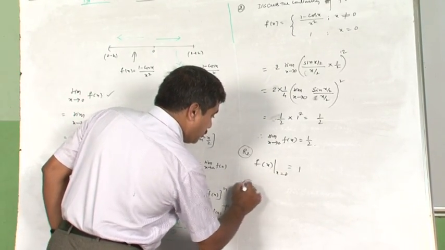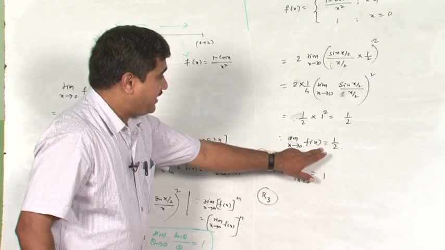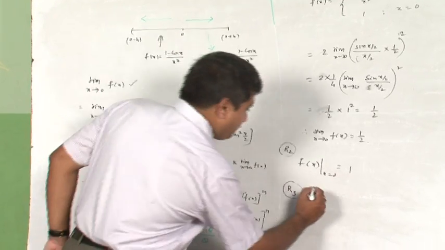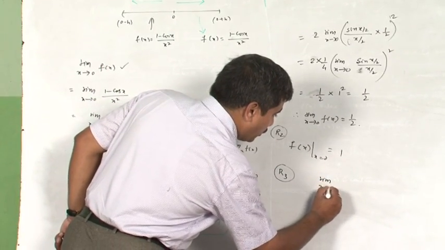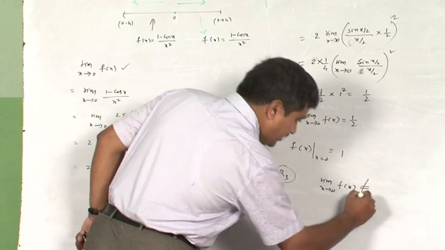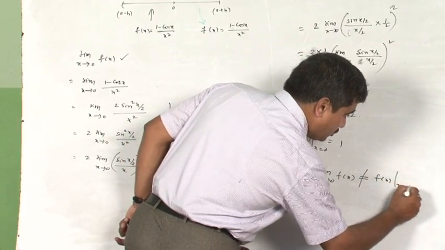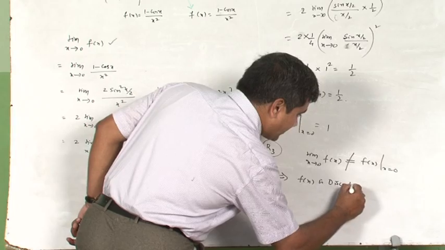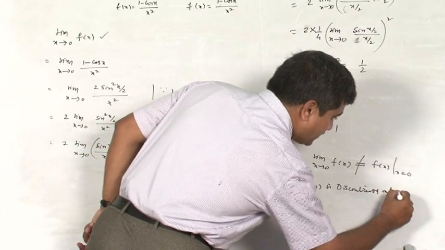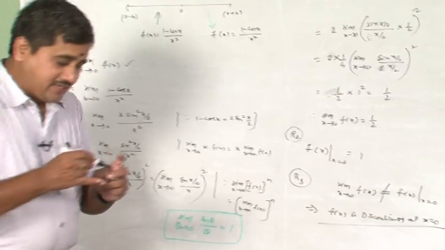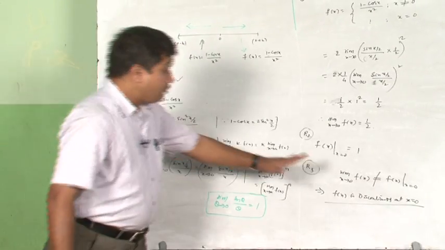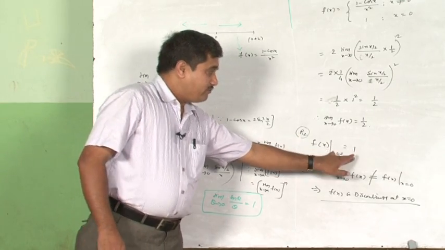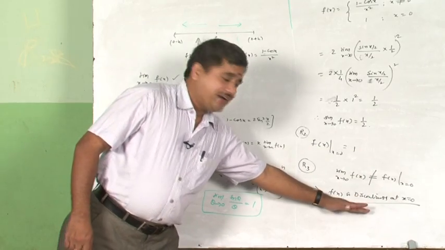But now you see, do you think the value which you have obtained in R1 and the value obtained in R2 are the same? No, they are not. That means the limit x tends to 0, f of x is not equal to f of x at x is equal to 0, which implies that f of x is discontinuous at x is equal to 0. But what is this kind of discontinuity called? It is removable discontinuity, because the limit exists. It is modifiable. If you modify, then this function is going to be a continuous function.